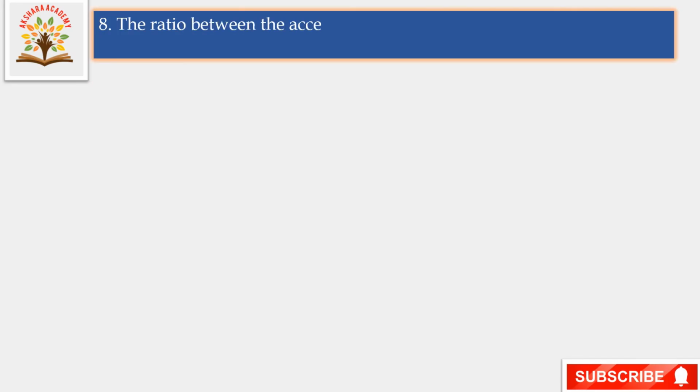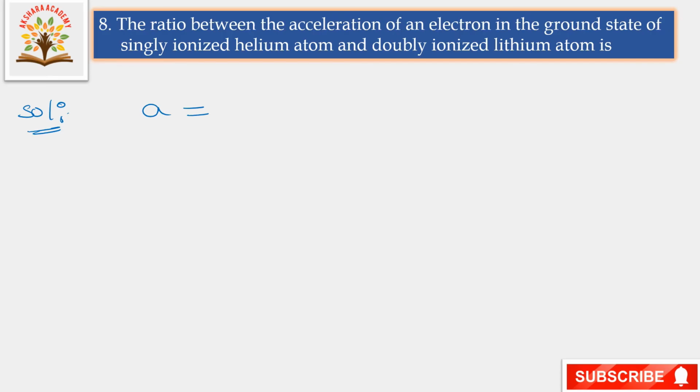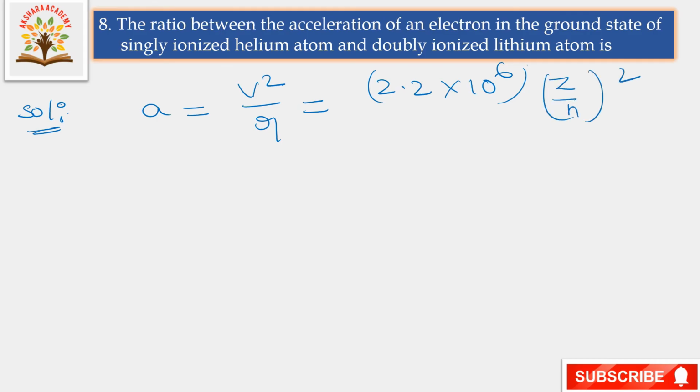The ratio between the acceleration of an electron in the ground state of singly ionized helium atom and doubly ionized lithium atom is, let us go to the solution. A, acceleration, is equal to V square by R. So that is equal to 2.2 into 10 to the power of 6 into z by n whole square, by 0.53 into 10 to the power of minus 10 n square by z.